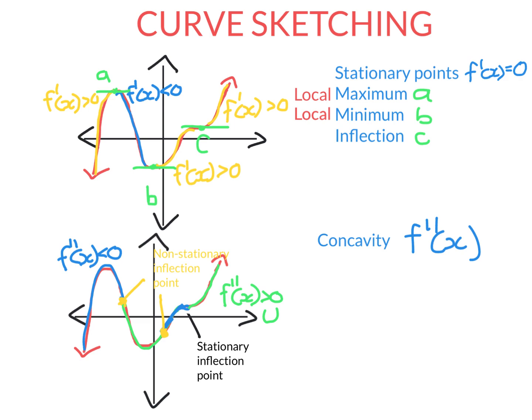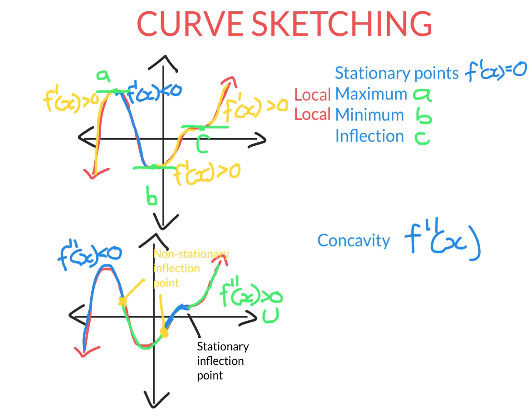Now, all of these yellow regions here are regions where the function is increasing. That means the gradient of the tangent would be positive, and so the first derivative is positive whenever the function is increasing. Of course, on the other hand, it's decreasing in this blue region here.